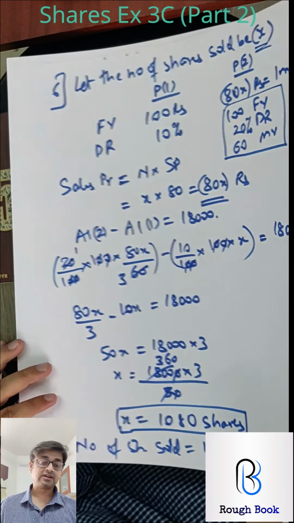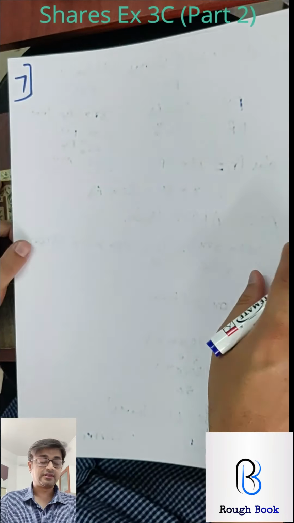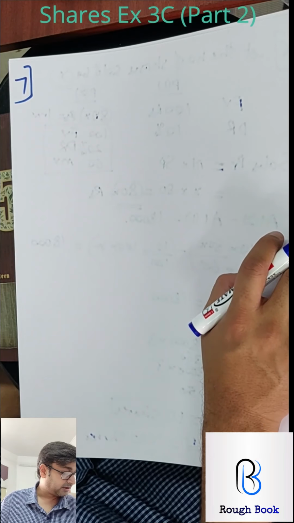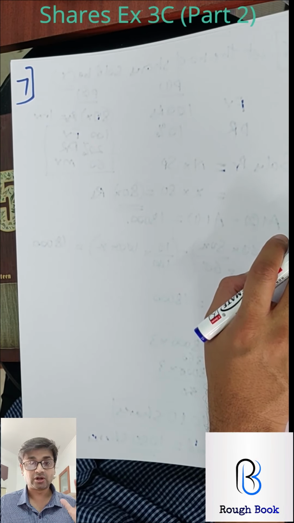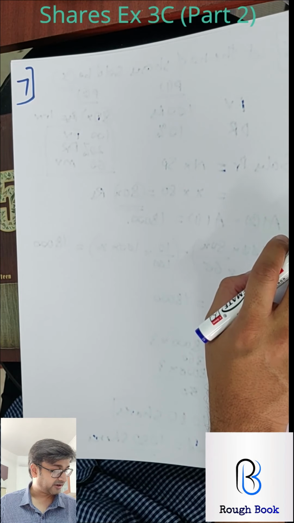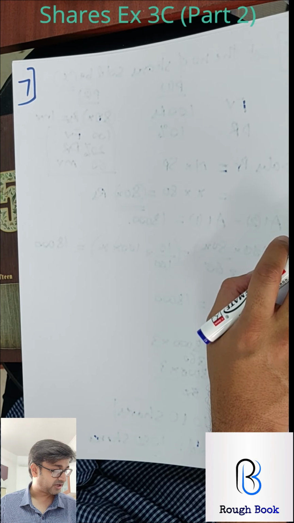Okay, let's take the next one, sum number 7. Read the question on your own, pause the video, see what you can do, and then come back. A man invests a certain sum of money. So how much investment is not known. At 6%, 100 rupees share at 12 premium. I am reading all the data quickly. When the share fell to 96, he sold out all the shares and invested the proceeds in whatever.